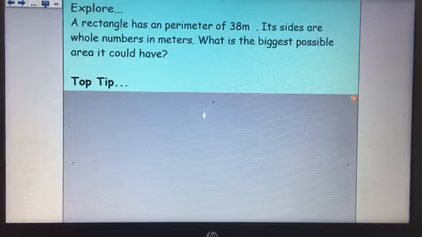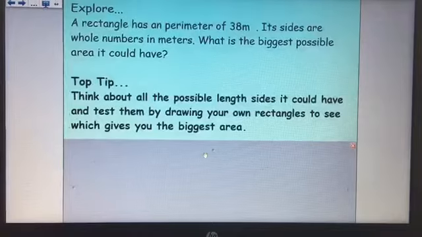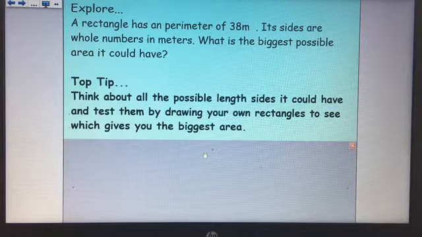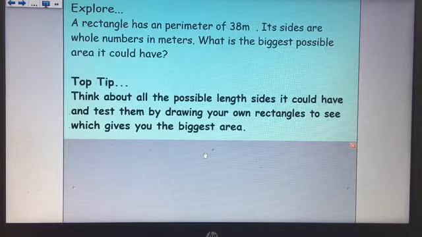So the first top tip I'm going to give you is to think about all the possible length sides it could have and test them by drawing your own rectangles to see which gives you the biggest area. So if it's got that perimeter, 38 meters, what are the possible length sides it could have? Remember, it's a rectangle. And test them to see which one gives you the biggest area.